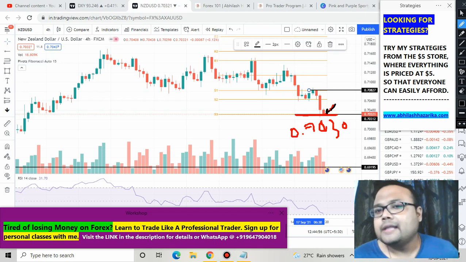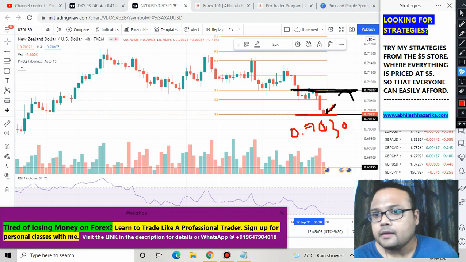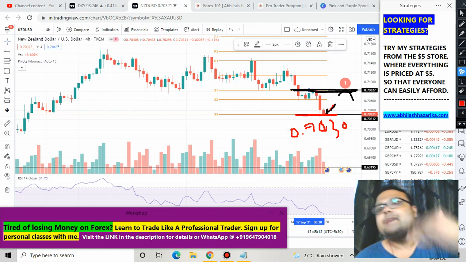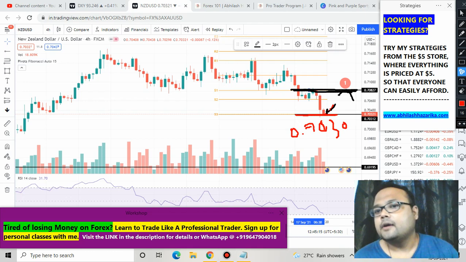In case you find NZDUSD hitting this level, this small resistance here, then you can short the market. If it reverses from this particular level, you can short the market. On the other hand, if you find the same selling pressure on Monday again, then you can short the market below this level.